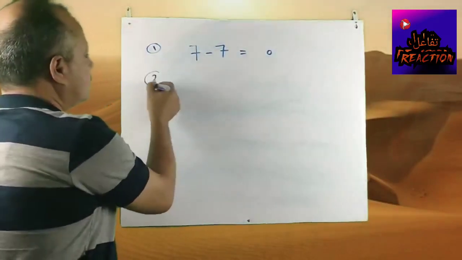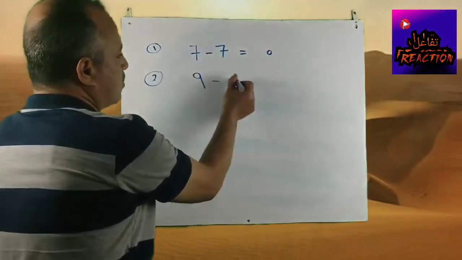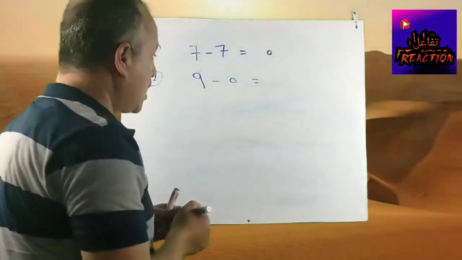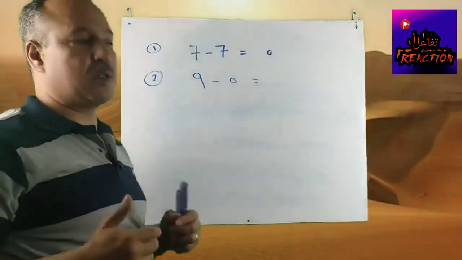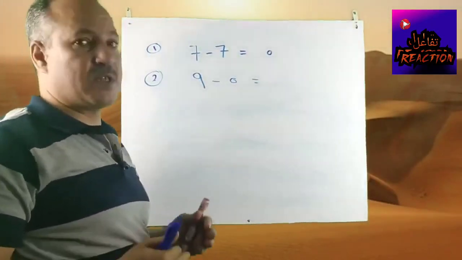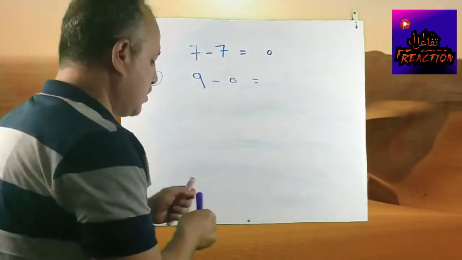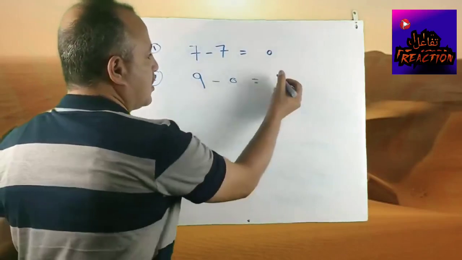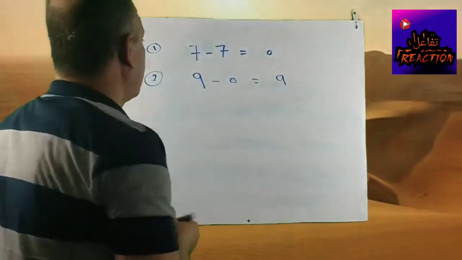Number 2. If I say 9 minus 0 equals, if you have 9 and I take nothing from you, what is the remainder with you? You have the same number. So any number minus 0 equals the same number. So 9 minus 0 equals 9. That is the second property.